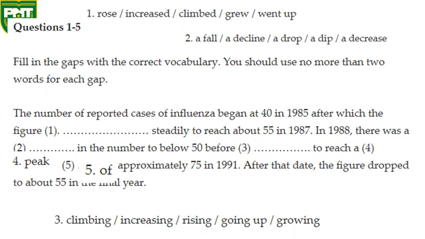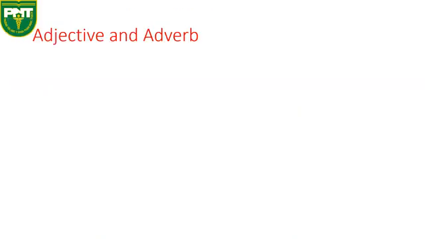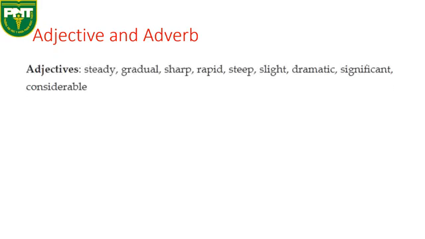Well, we have just done with the verb tense and the vocabulary. Let's move to adjectives and adverbs. Continue with the vocabulary, but no more verb and noun. This is adjectives and adverbs. The adjective and adverb are used to make your description clear and specific.